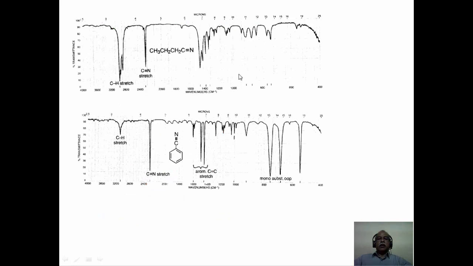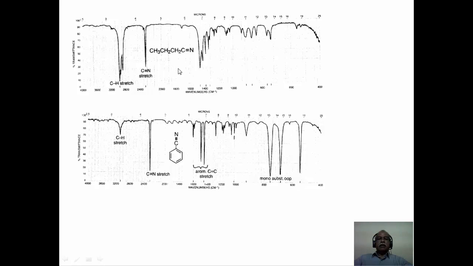Now for the nitrile, there are two examples given here. Butyronitrile and benzonitrile are the two compounds given here. This intense band that one sees around 2200 something is because of the cyano stretching frequency. The C triple bond C stretching frequency comes at a lower frequency compared to the C triple bond N stretching frequency, because nitrogen is a heavier element in this particular case.